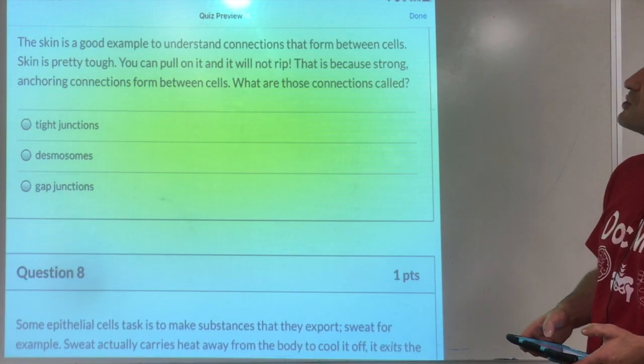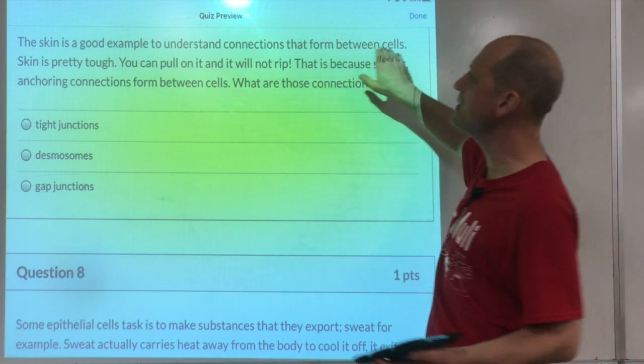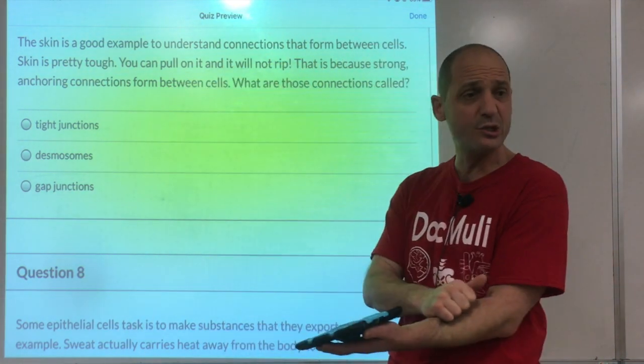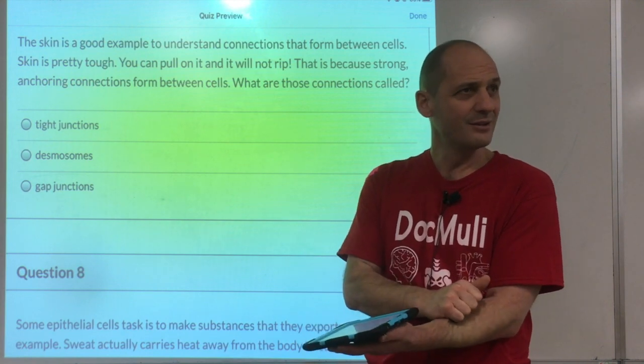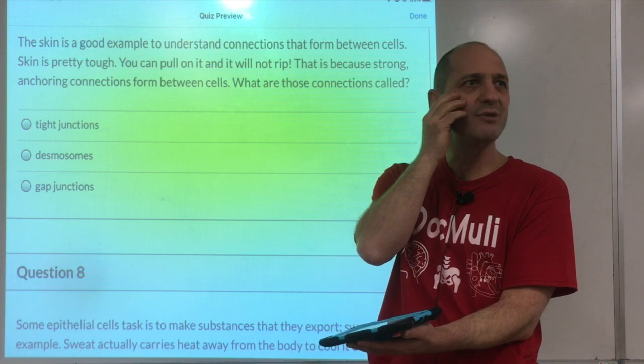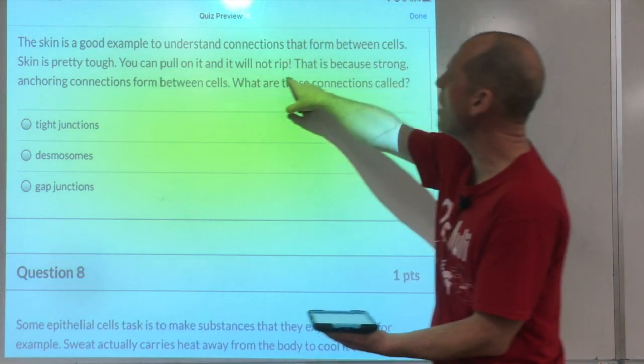And then we also have junctions. And the skin's a good example to understand connections that form between the cells. Those are the junctions. Skin's pretty tough. When you pull on it, it doesn't just tear. Have you noticed that? See, we take that for granted. And then we're like, oh, now I got wrinkles. It's like, no, it never tore. It's just fine. So you can pull on it and it will not rip.